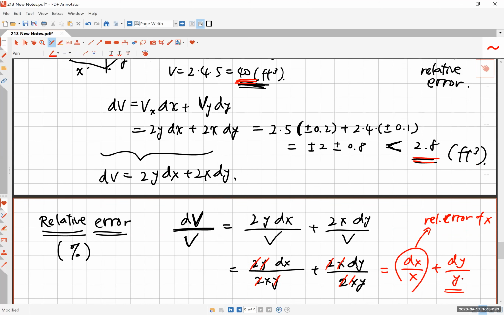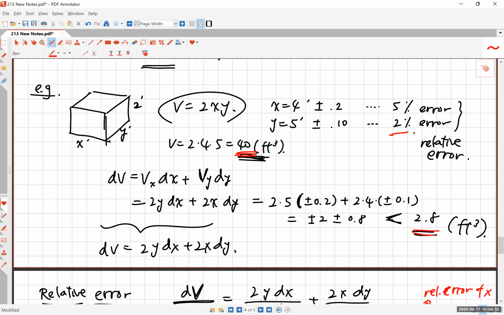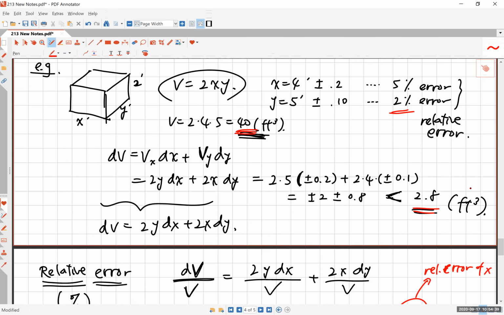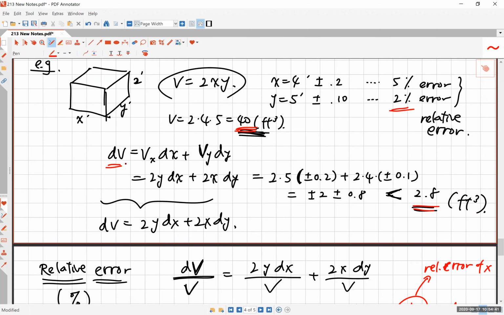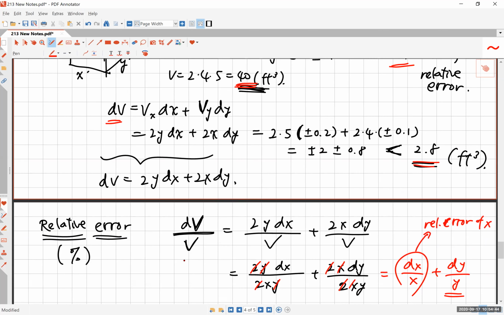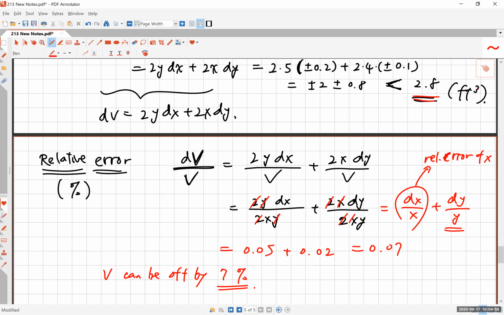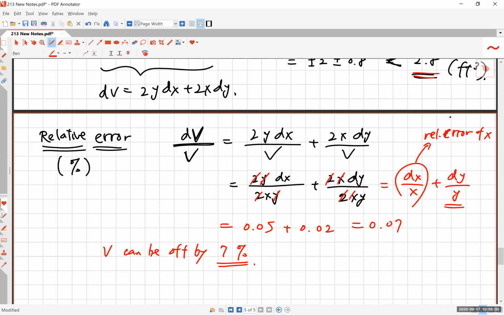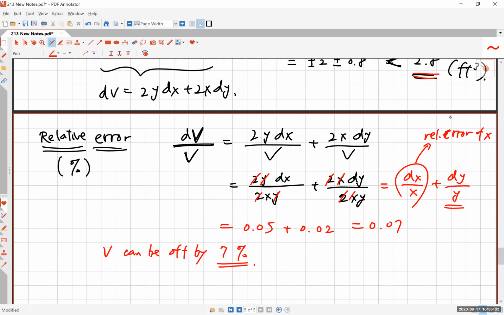In this case, it just happened to be the sum of 5% and 2%. Sometimes it's not just the sum of the relative errors. Okay. But that's how you can find the relative error using the total differential and then trying to solve that for dV over V. Typically, it's df, the total differential df over f. And that will give you the percentage error. That is the maximum error that the value can be off by.